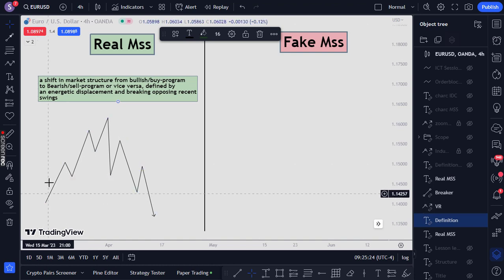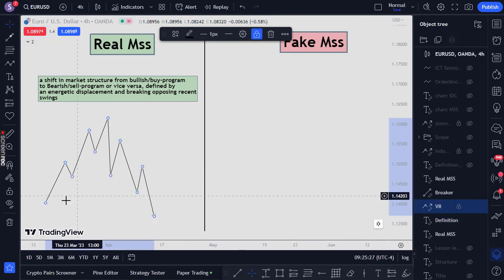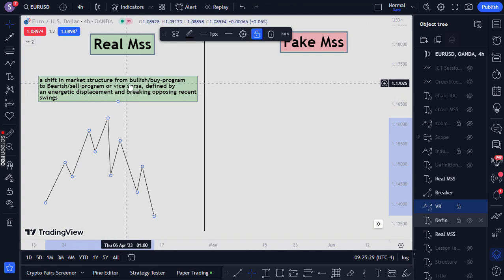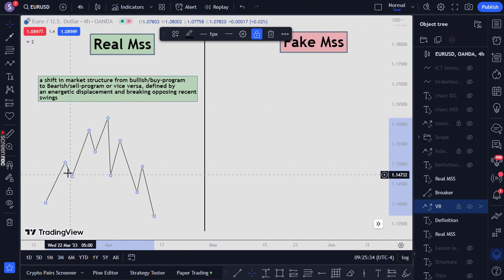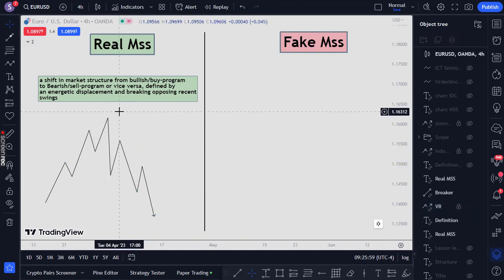So the price is moving higher. So we are taking this example from bullish to bearish. The price is moving higher in a buy program, all right, then reaching a higher time frame objective, then an energetic displacement, breaking an opposing recent swing right here, and then retracing to a fair value gap and order block, I don't care, and then continuing lower. Now this is a real market structure shift, guys.